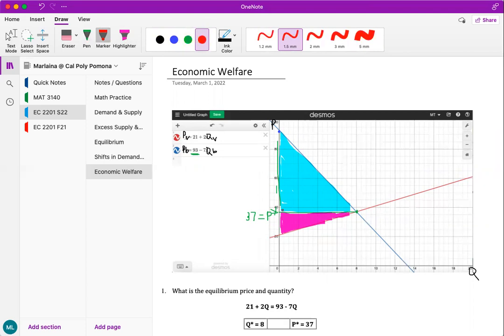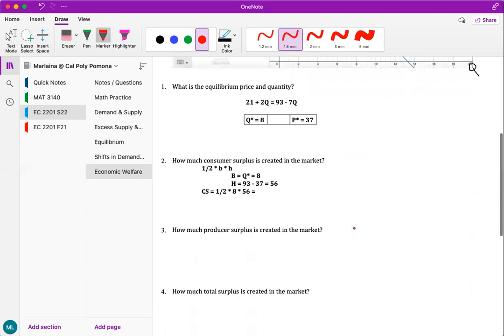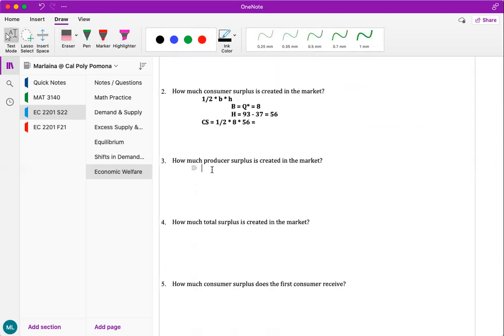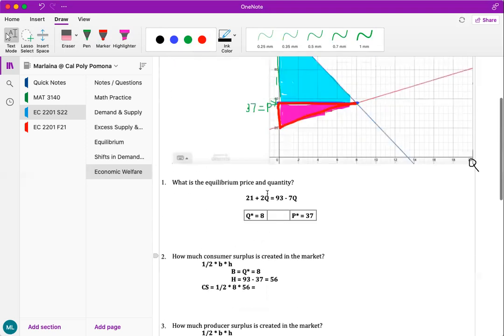For this triangle, our previous base was right here on the bottom. This time with our triangle, our base is going to be sort of at the top here, and it's going to be the same base. If you'll notice, these two triangles are going to have the same base, and that's both going to be the equilibrium quantity. So again, we have the equation for a triangle: 1/2 times base times height. And again, our base is going to be the equilibrium quantity, which right here is going to be 8.